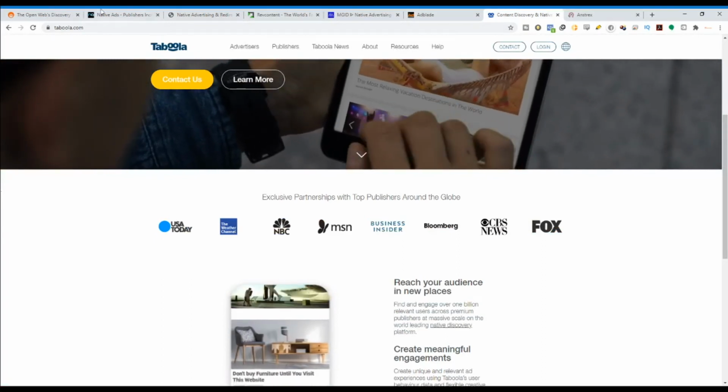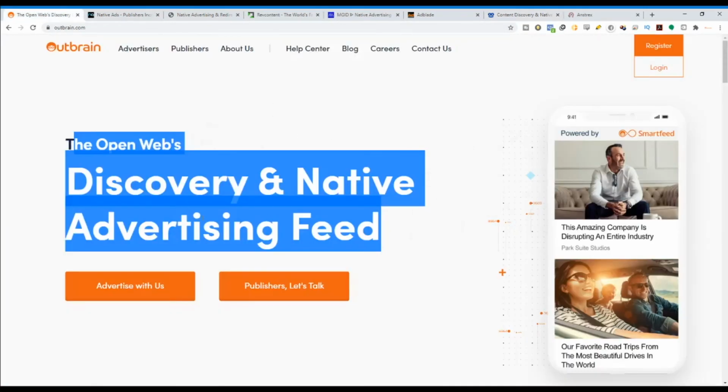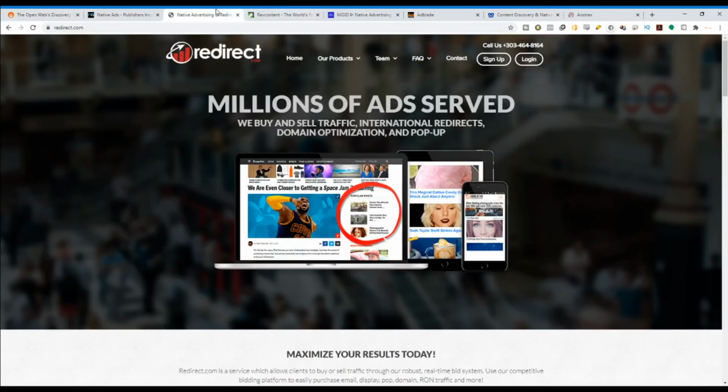Usually they won't put it, because if Outbrain is doing very well because of a few publishers, right, and native ads is like, for example, Redirect is suddenly looking at Outbrain, they will try their best to actually bypass them and get that particular same publishers as well. So this is the reason they will not put it here.